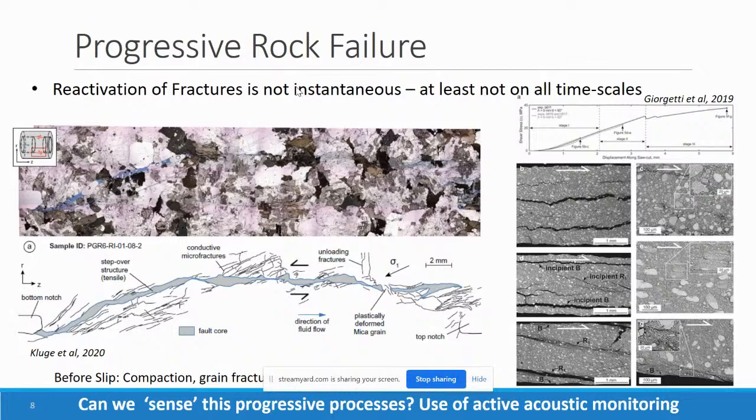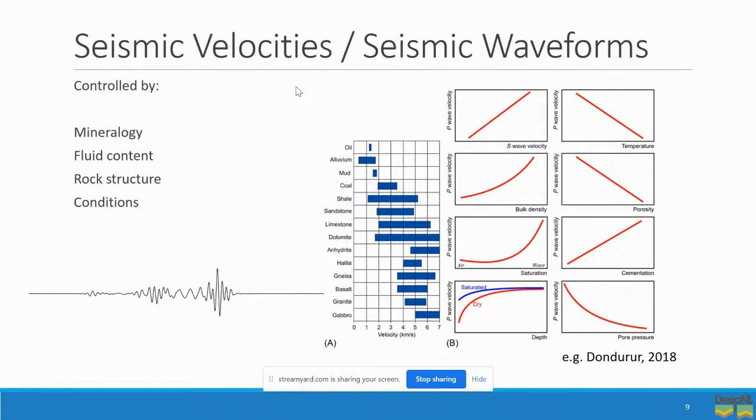And that is, if you think about seismics or seismic waves that travel through a rock body, the velocity of a seismic wave is influenced by what kind of minerals you have in the system. The seismic wave travels at a different speed if you're through a quartz rich rock in comparison with a limestone rich rock, for example. Also, fluid content influences the velocity, as well as the rock structure and the conditions that you do your experiments. So how fast a wave travels through a rock depends on a lot of different things.